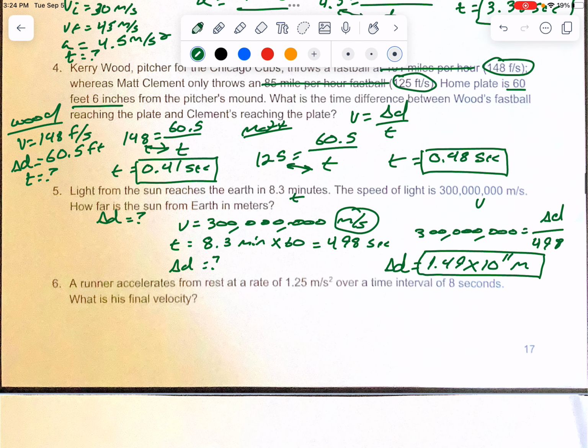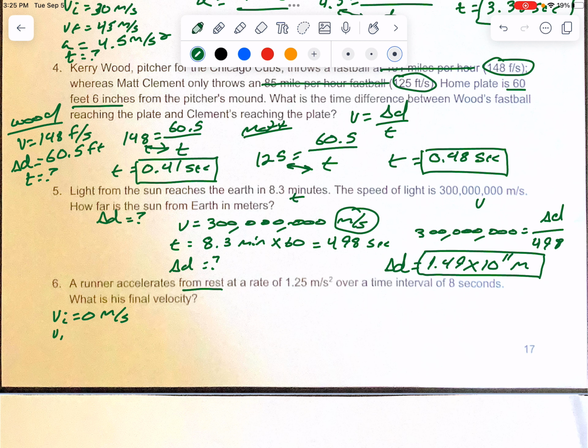Number 6: a runner accelerates from rest at a rate of 1.25 meters per second squared over a time interval of 8 seconds. What is his final velocity? Key terms here is "from rest." That means you started with a velocity of 0 meters per second. We're not always going to tell you a numerical value. We can give it to you in terms like "from rest," which means you started at 0, or "comes to a stop," which means your final velocity would be 0. So just watch out for terms like that.